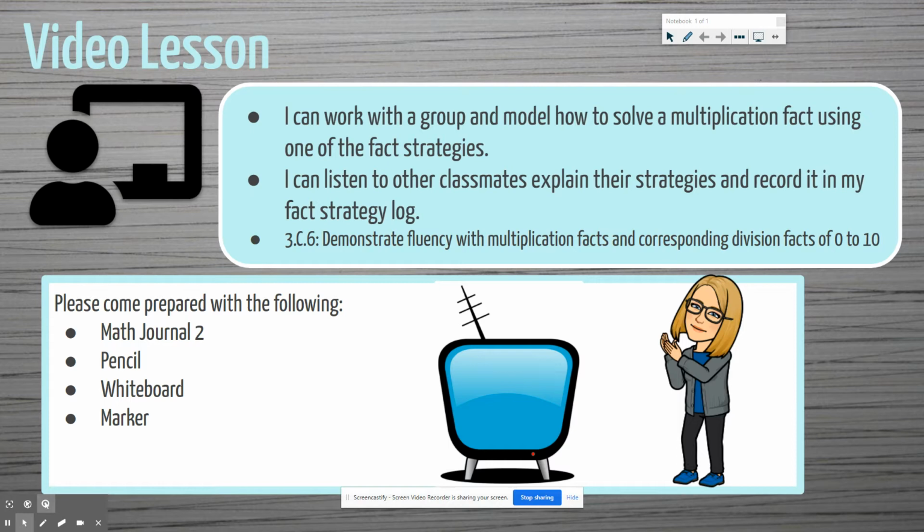If you're watching this video, you're going to be recording this in your multiplication fact strategy log, and that begins on page 295. So you're going to be looking at page 295, and then it moves through 296, 297, and we're going to be looking at how we solve these problems.